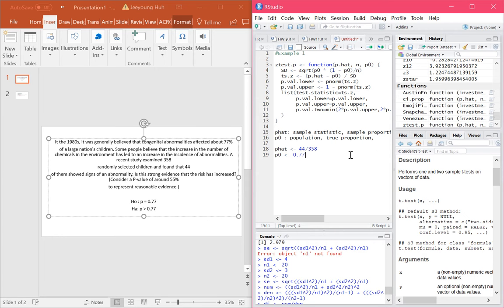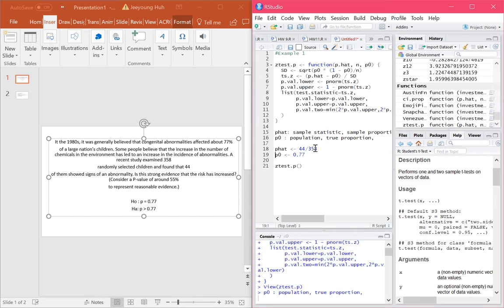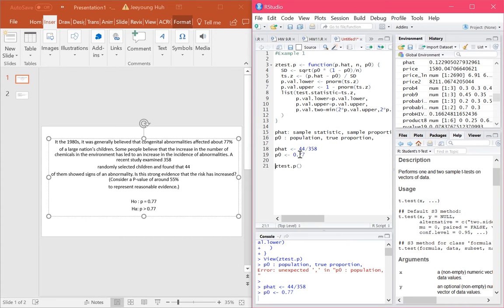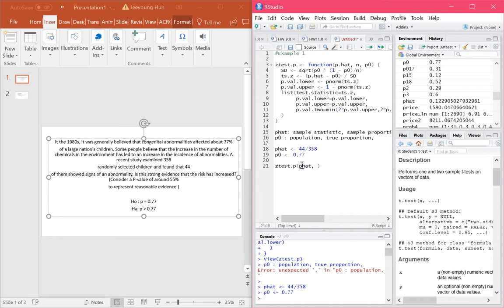Okay, so how we use this function is ztest.p, parentheses. We're going to put in this p hat value. Let me run that. And then p naught, run that. So p hat. And what is our n in this question? 358. And then we're going to do p naught, which we put in as 0.77. And we're going to run that.